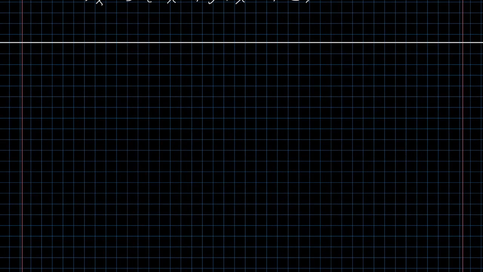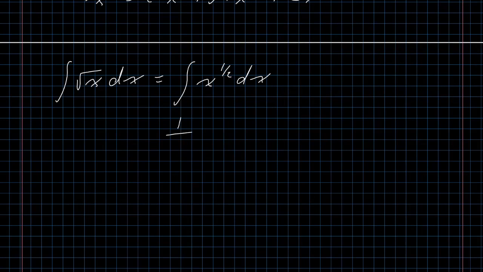We can also use this power rule to deal with things that involve square roots. So for example, the integral of the square root of x dx is, well, square root of x is x to the 1/2 power. So m is 1/2. 1/2 plus 1 is 3/2. And 1 over 3/2 is 2/3.